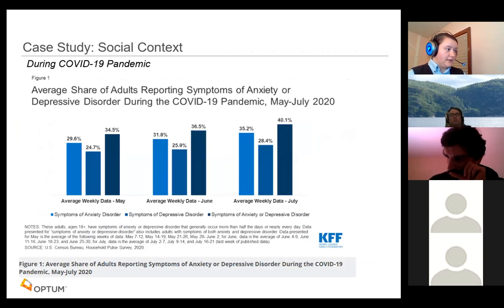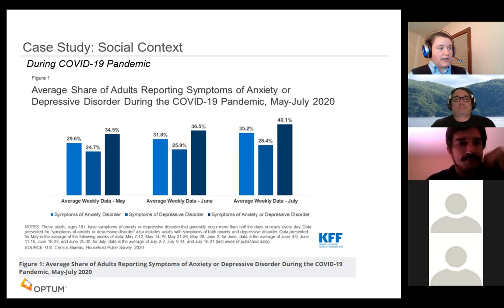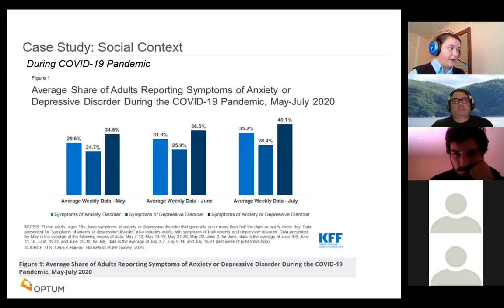During the pandemic, here is a survey from the Kaiser Family Foundation. It measures weekly data from May, June, July of 2020. In the left-hand box is depression as high as 25% and one or the other as high as 35%. And you can see as the duration of the pandemic has increased, all levels of anxiety, depression, and or both have increased as well, escalating in June and July.